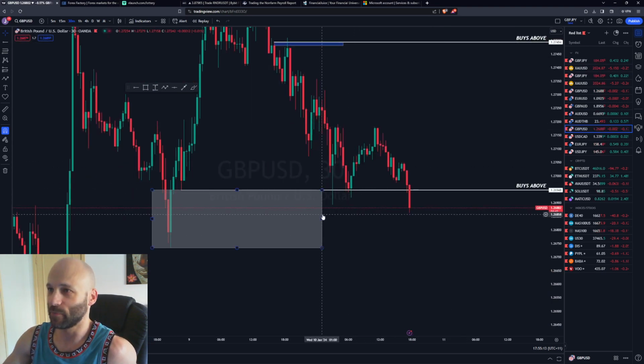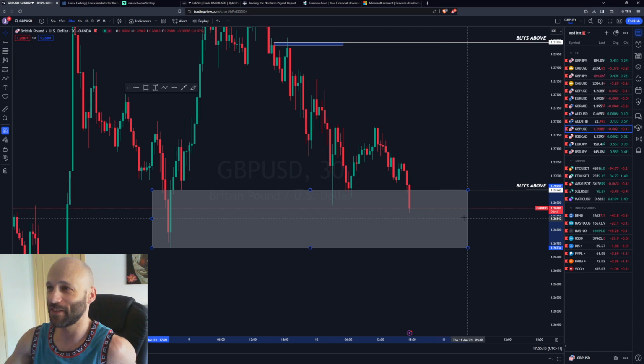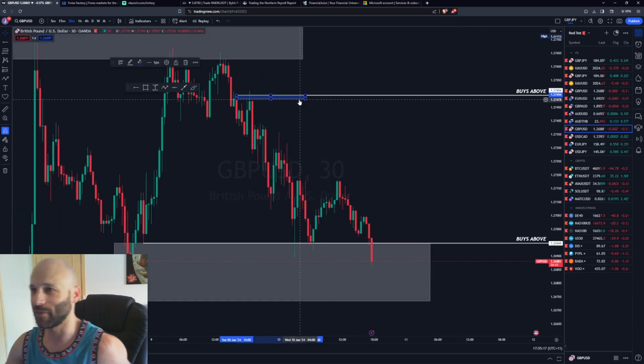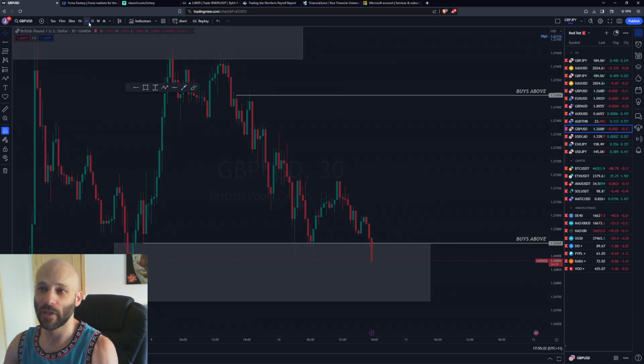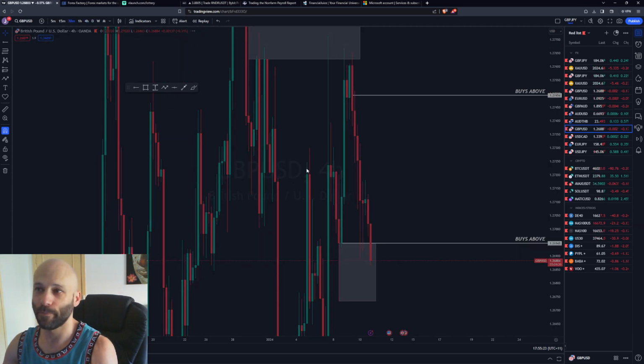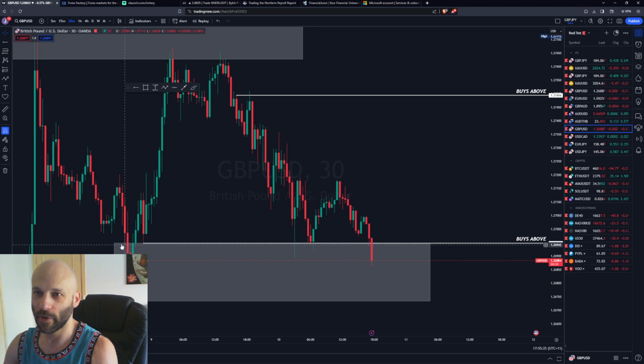Well, I can just simply shift this across. Nothing has really changed. It still doesn't look clean, to be honest. Very, very choppy price action, especially to the upside. But let me look at it. All right, M30.